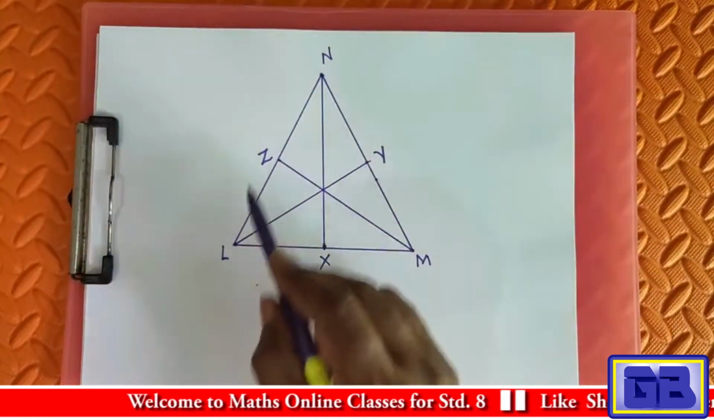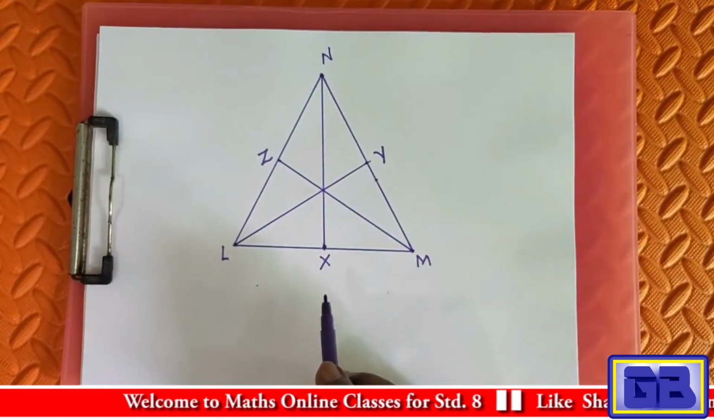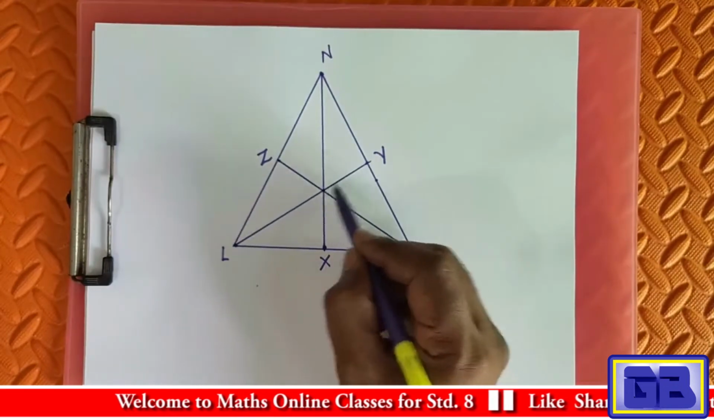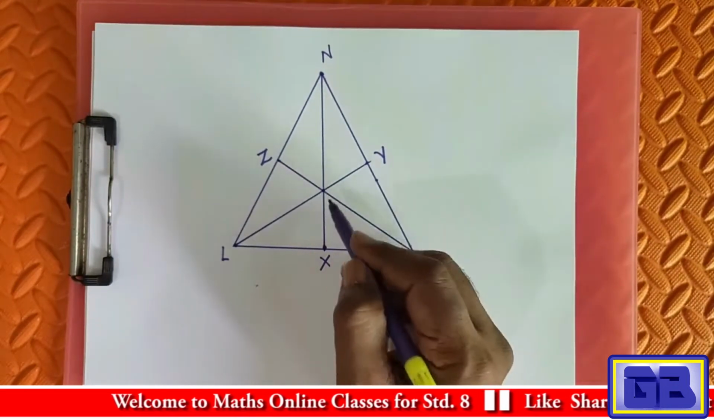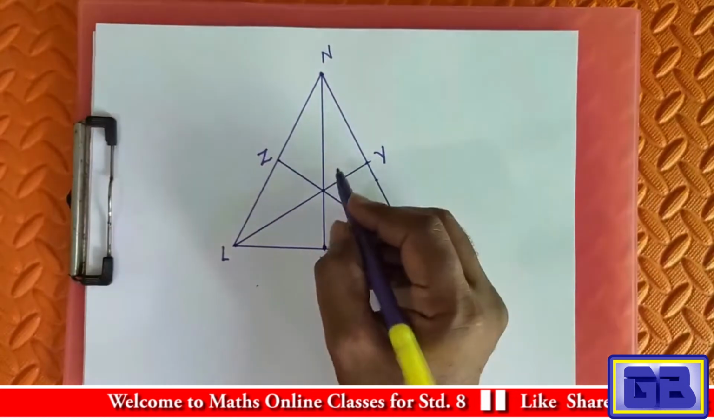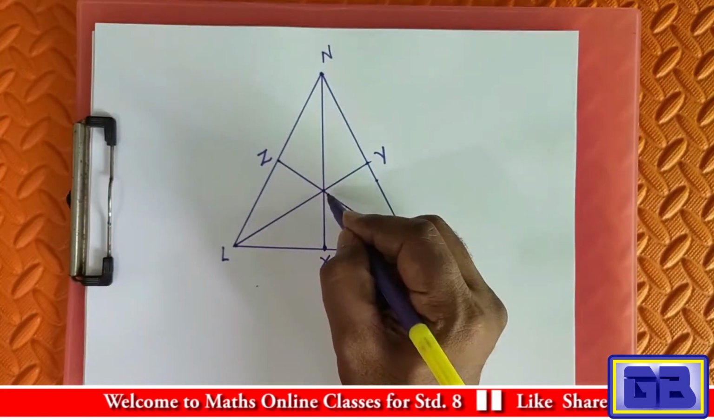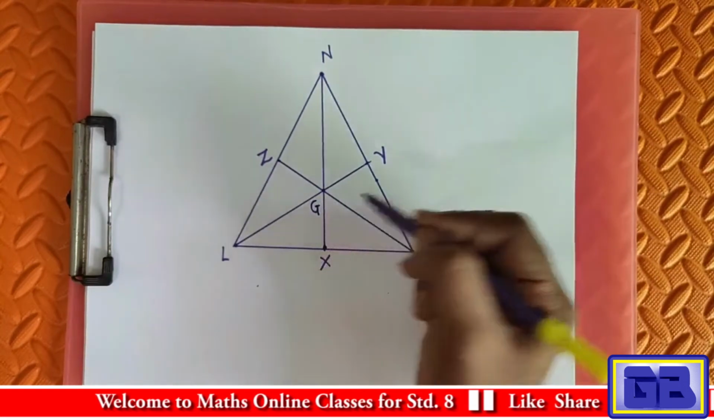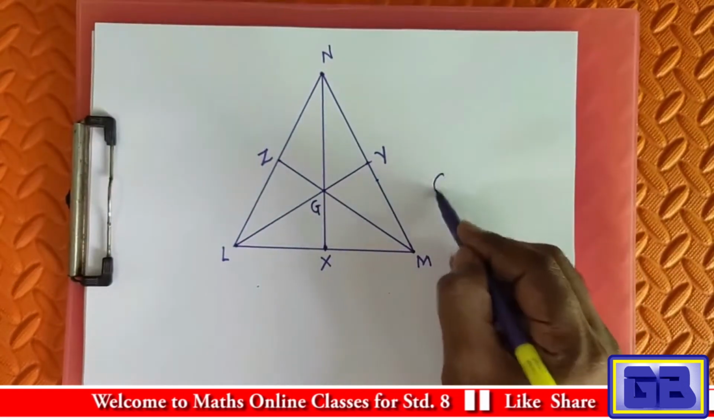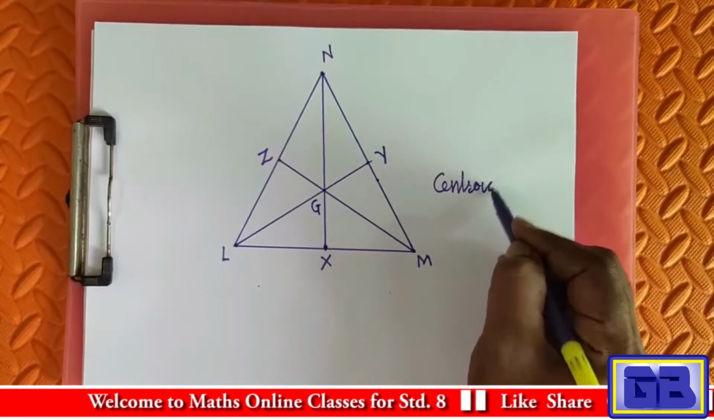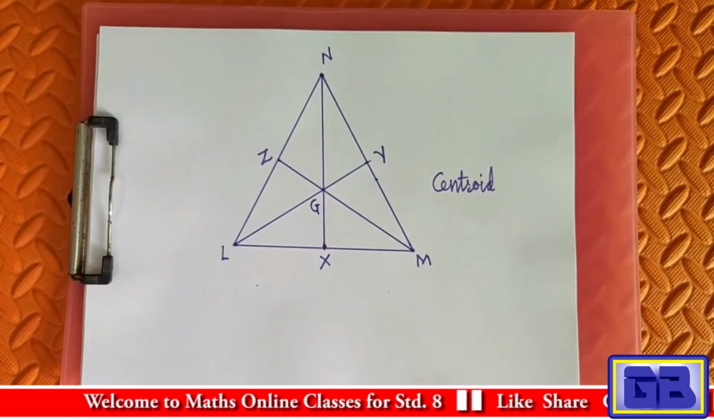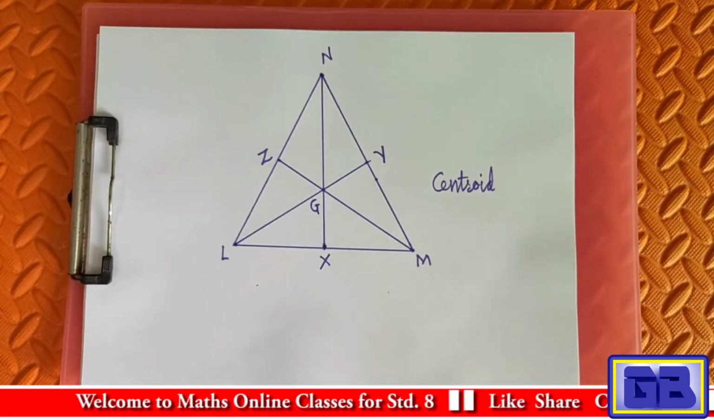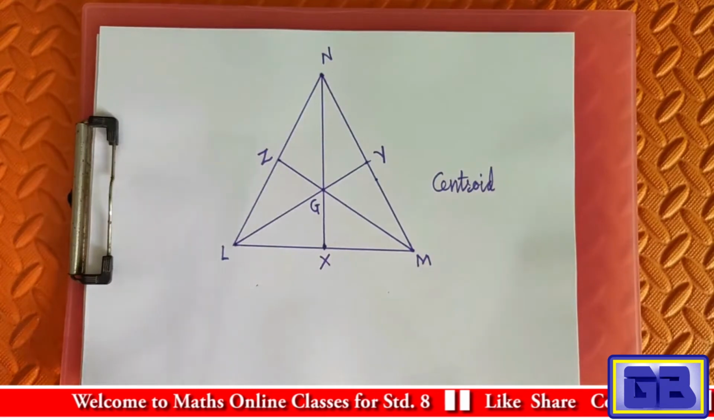If you have taken all these measurements properly and accurately, then all three medians will pass through a single point. And I told you to denote this point of concurrence by letter G, which is the centroid. Any doubt? We have to learn the property of the centroid.